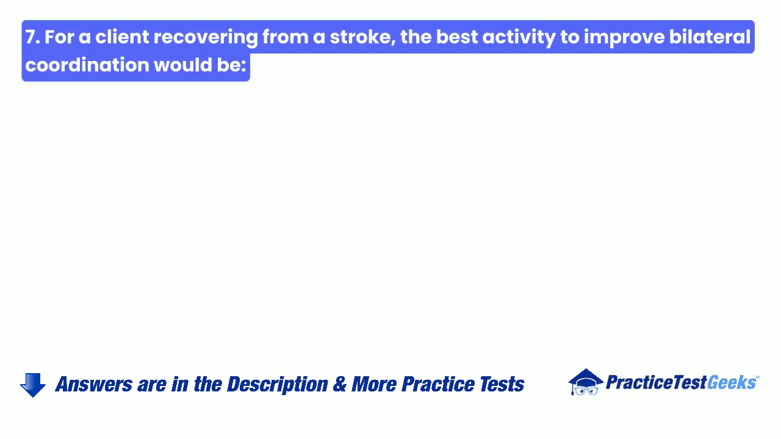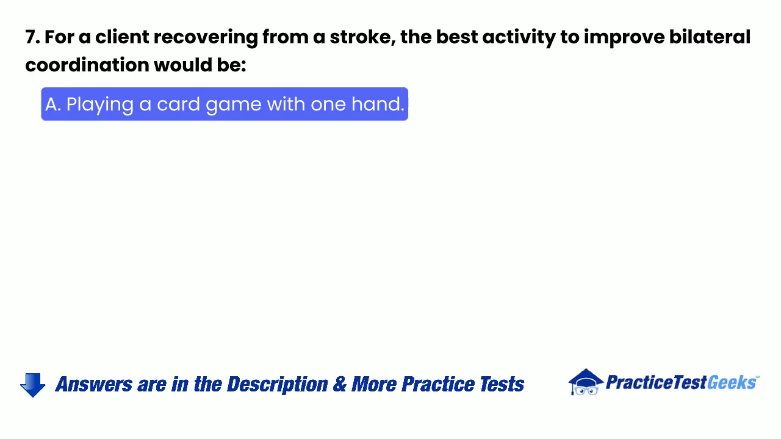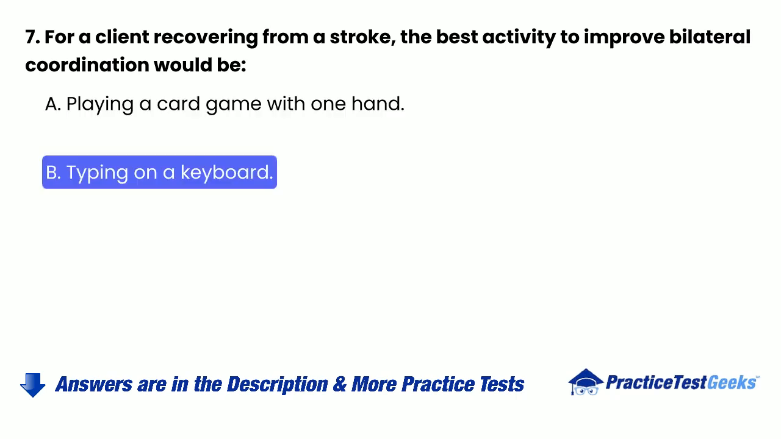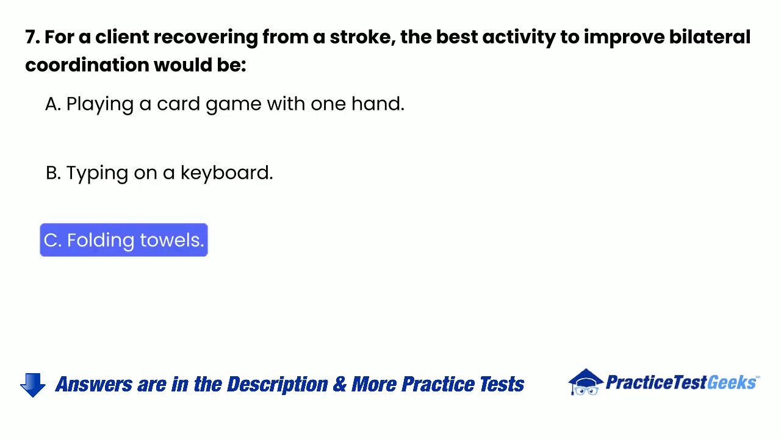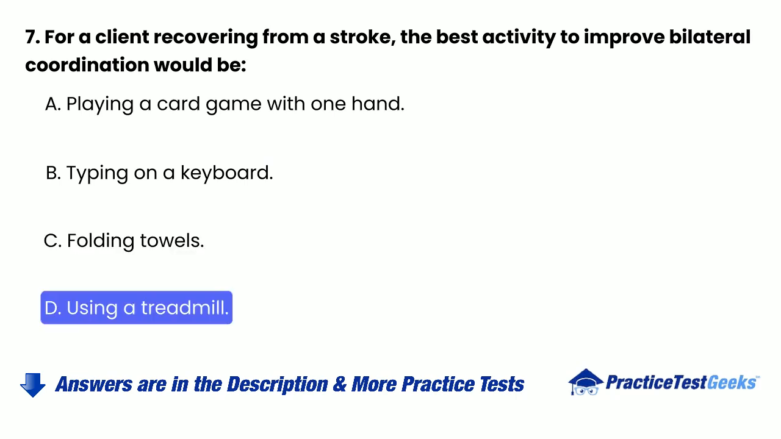7. For a client recovering from a stroke, the best activity to improve bilateral coordination would be A. Playing a card game with one hand. B. Typing on a keyboard. C. Folding towels. D. Using a treadmill.